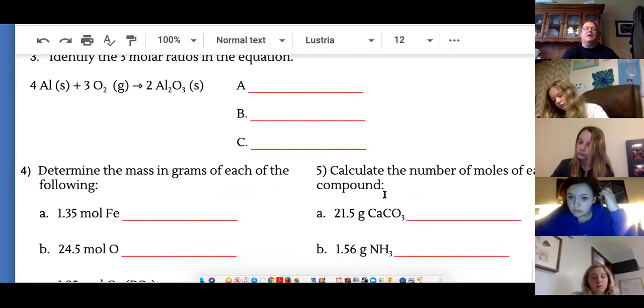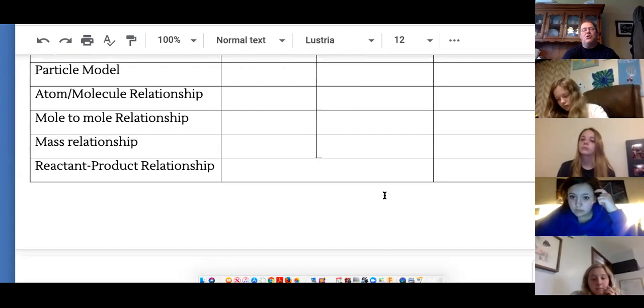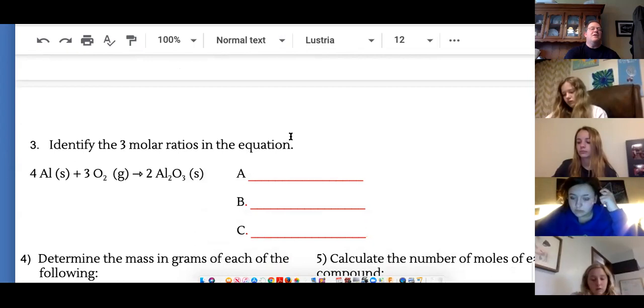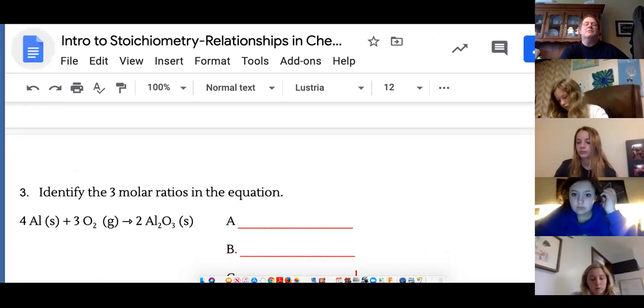So we have one more chart to do. By the next time we meet, have the chart done and number three. So I'll put that on the assignment thing.